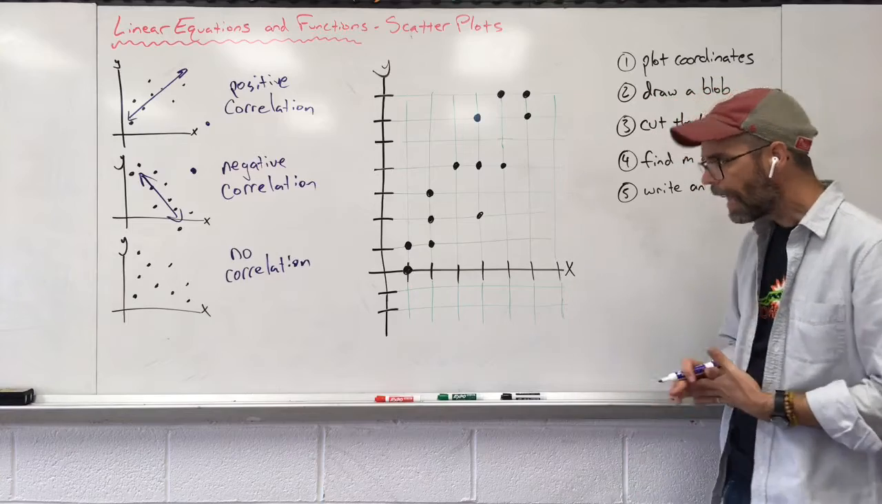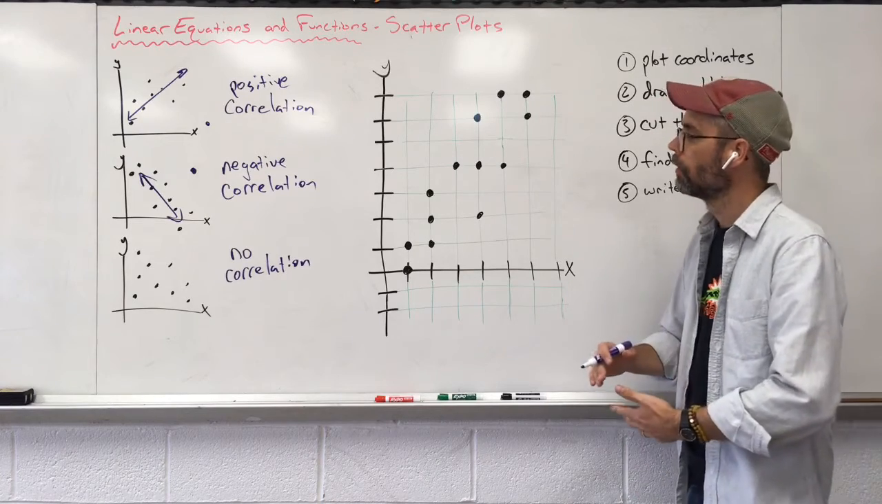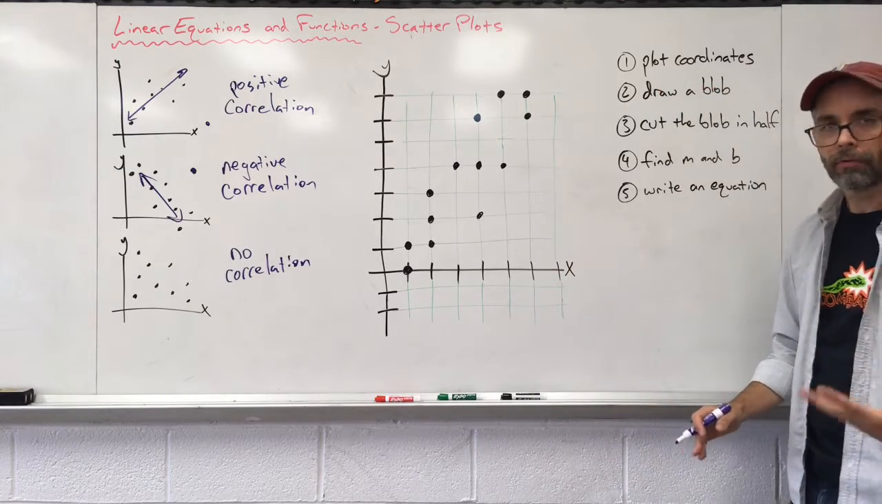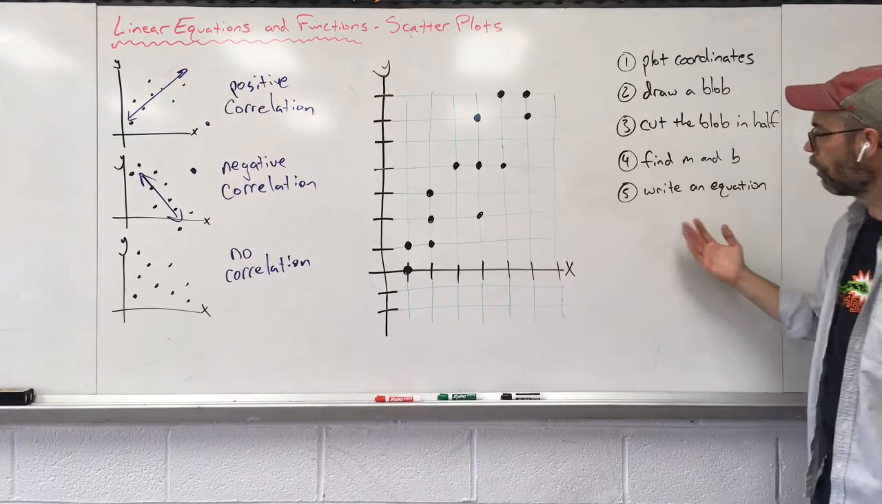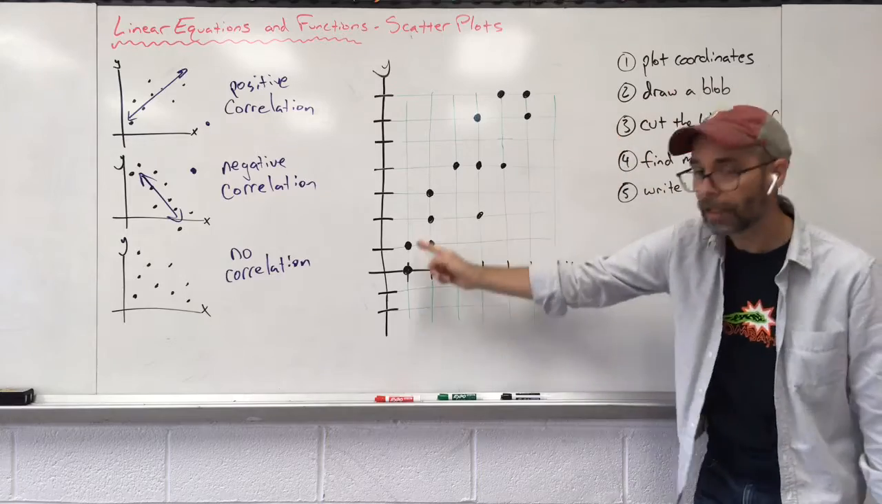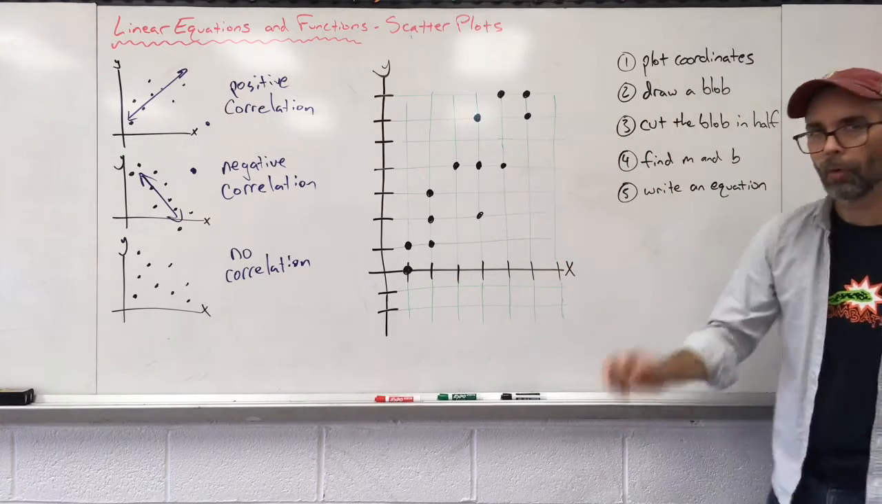Now, how do you find the line of a scatter plot? Because I could connect all different types of dots. I don't want to just connect random dots. So first off, I got a list here, all our rules. First thing, plot coordinates. We already have them plotted. Good. Step one done.